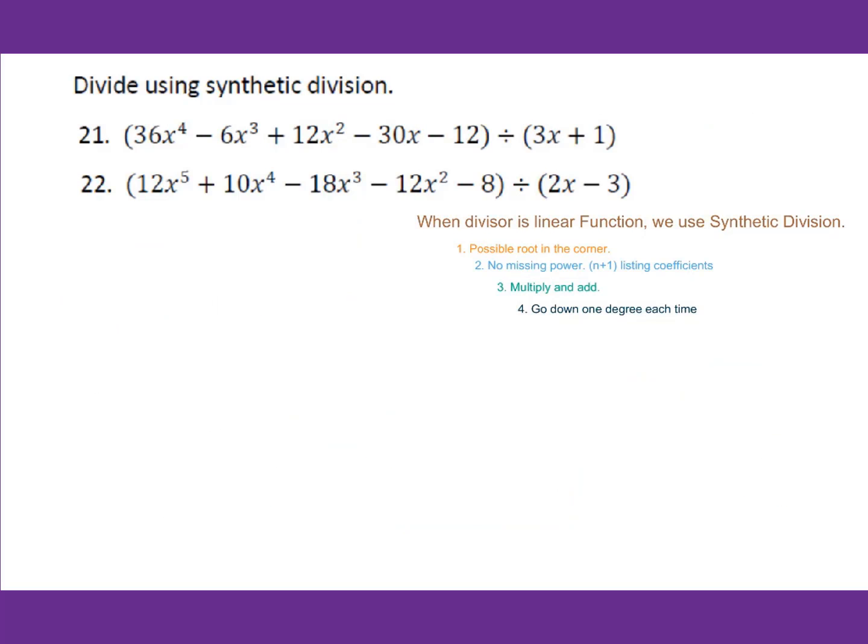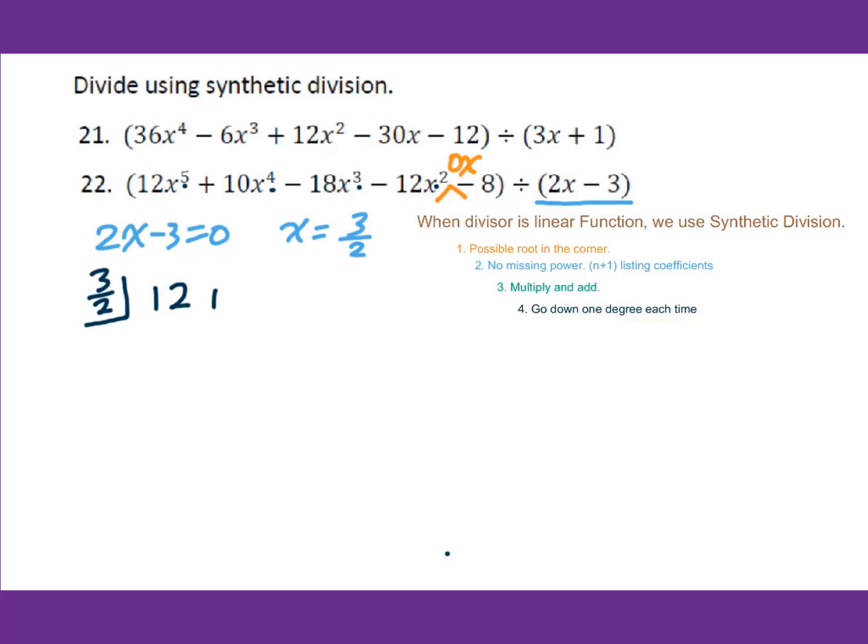One more example. For 22, we have 2x minus 3. So we set up 2x minus 3 equals 0. x equals 3 over 2. So possible root in the corner. Then no missing power: 5, 4, 3, 2. We need a 0x here. So we list all coefficients. That is 12, 10, negative 18, negative 12, 0, negative 8.